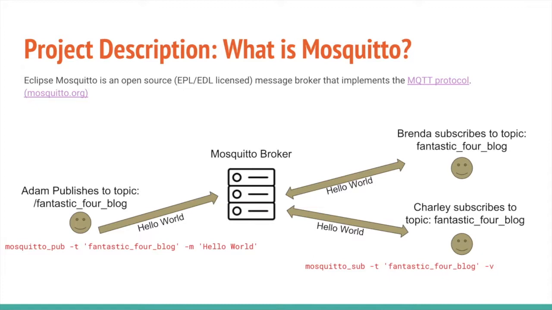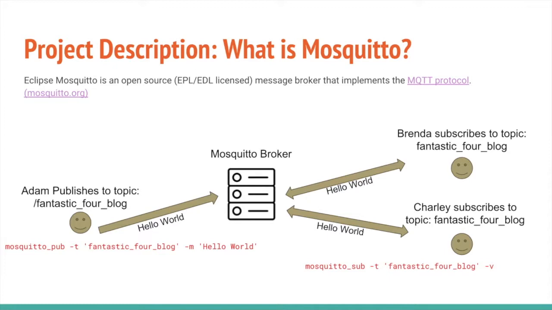Mosquitto is part of the Eclipse Foundation, and in a nutshell, it's an open source message broker that implements the MQTT protocol. It's easiest to explain what that means with an example below. When we say broker, for all intents and purposes, you can think of a broker as a server. Let's say that there's a blog that multiple people subscribe to, so they receive updates to the blog on their machine as soon as updates are published.